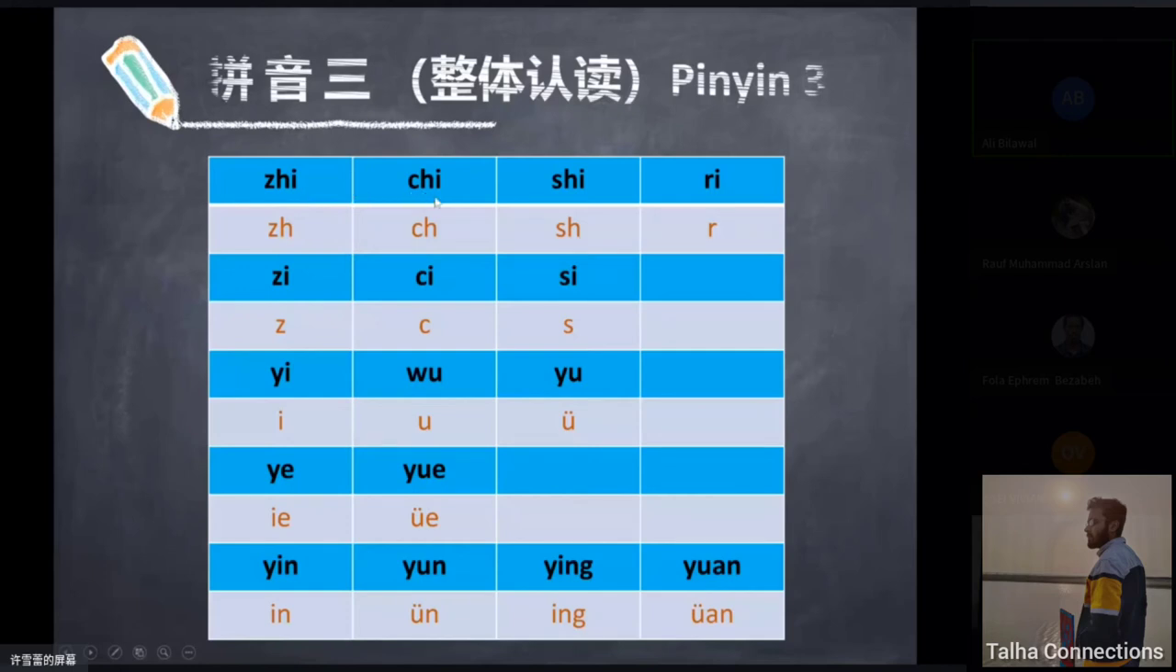Zhi, qi, shi, zhi. Zi. Si, yi, wu, yu, ye, yue, yin, yun, yang, yuan.